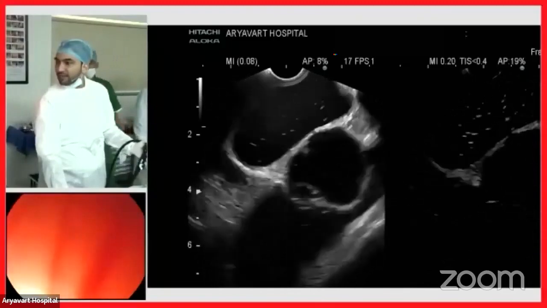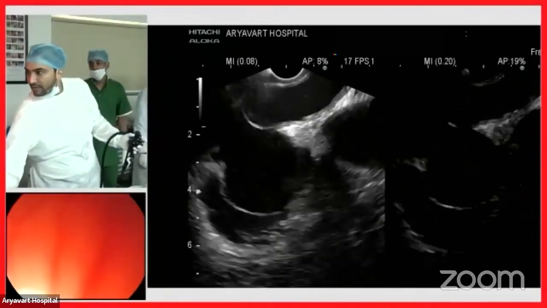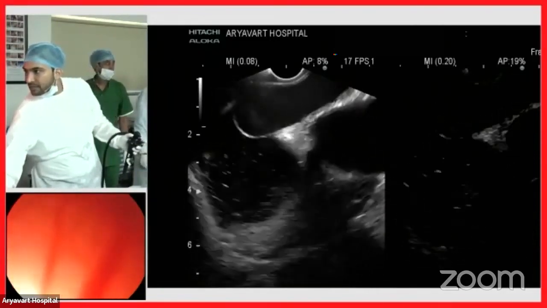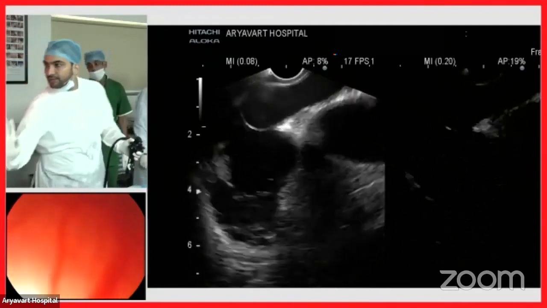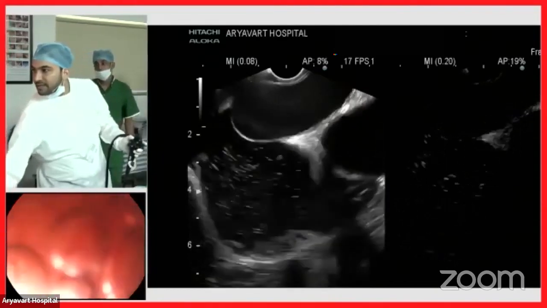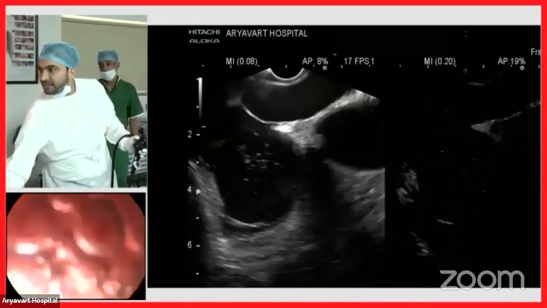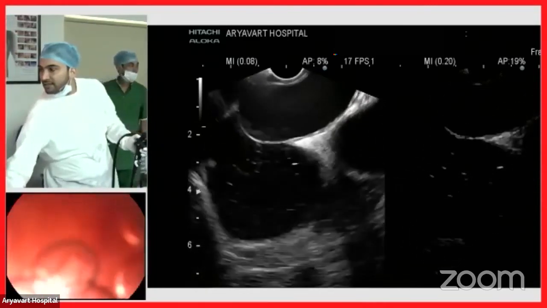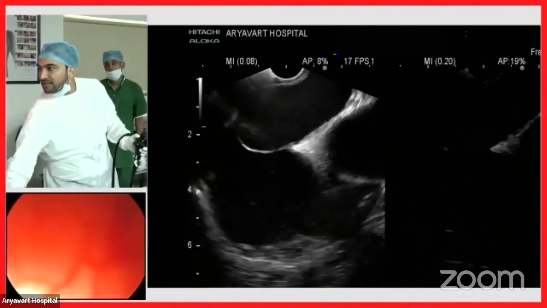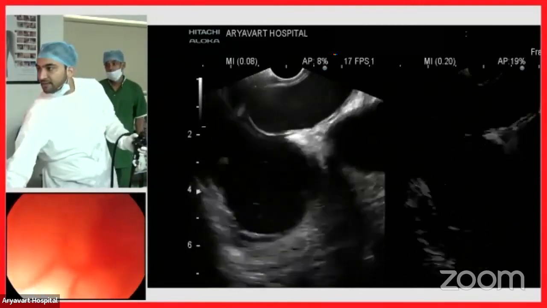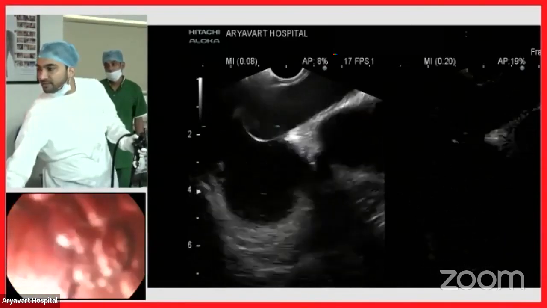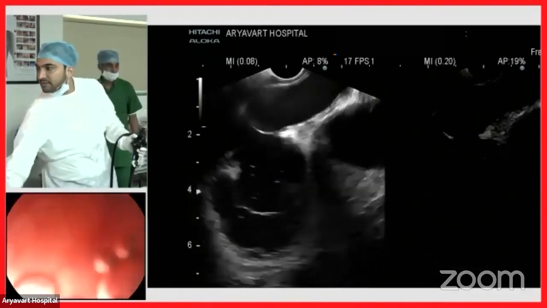Can you clearly freeze the image now? Freeze. Okay, so we'll go back. Go back to where it happened. So we go back to here. When the bubbles appeared. First cycle, second cycle. This is the third cycle. Fourth, fifth. So we see the appearance of bubbles in the fifth cycle. And this is the sixth cycle where we still see the bubbles. So bubbles have appeared in the left atrium now.